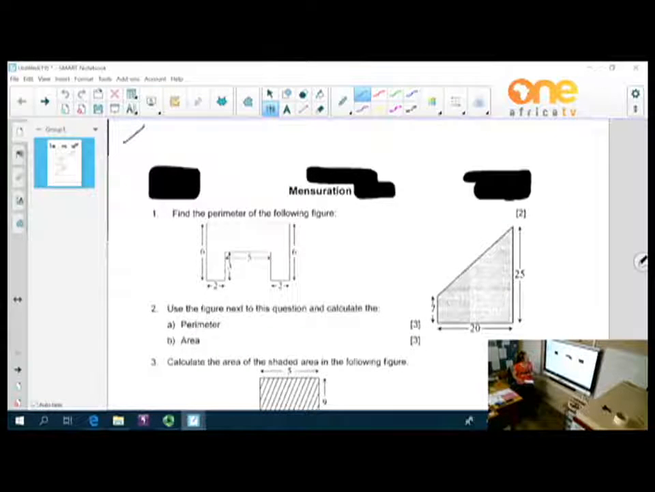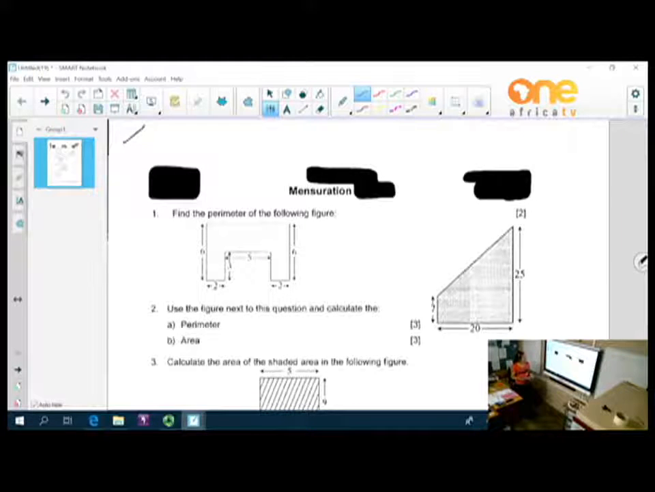Attached is a question on mensuration that I want you to do. Pause the video, do the worksheet, and then you can continue the video and mark your work.